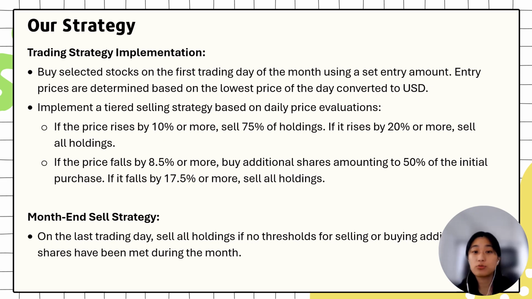First, if the price rises by 10% or more, we sell 75% of holdings. If it rises by 20% or more, we sell all holdings. If the price falls by 8.5% or more, we will buy additional shares amounting to 50% of the initial purchase. If it falls by 17.5% or more, we will sell all holdings. For our month-end sales strategy, on the last trading day of each month, if none of the above conditions have been met, we will sell all shares at the closing price of the day.